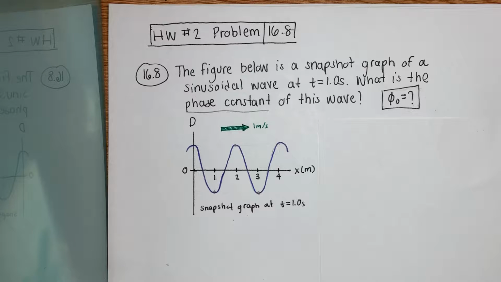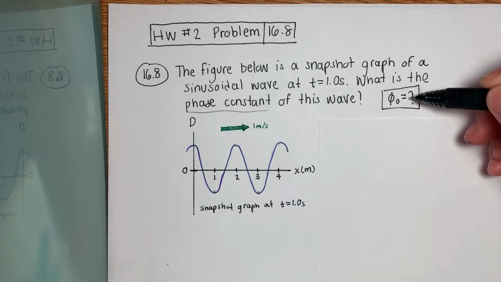This is the PENN for homework number 2, problem 16.8. And the problem states, the figure below is a snapshot graph of a sinusoidal wave at t equals 1 second. What is the phase constant of this wave? So what we're looking for is phi naught.